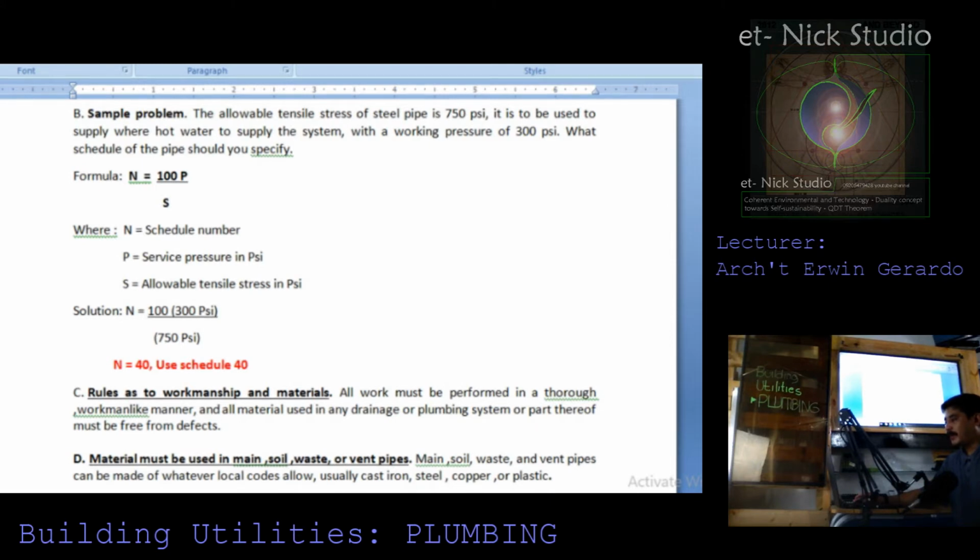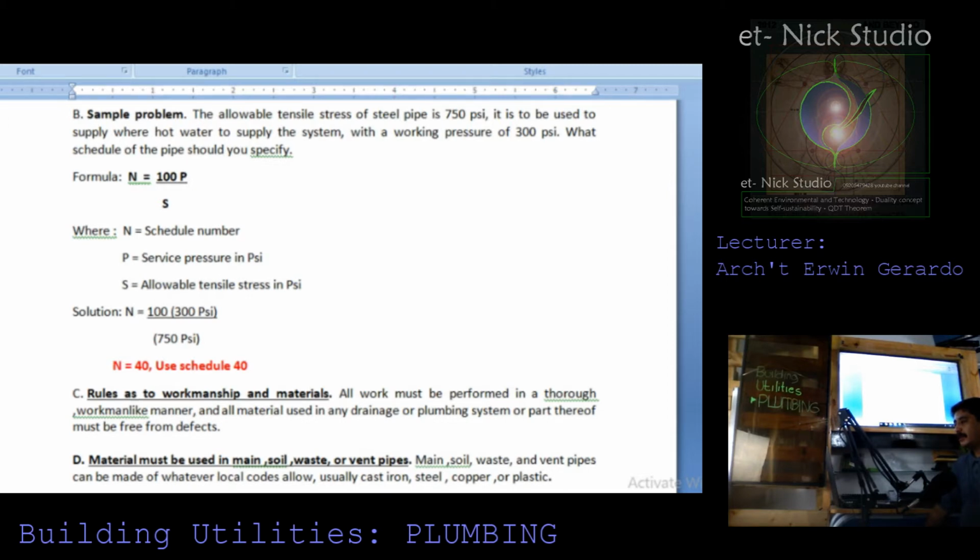Going back to another problem, this one has something to do with the steel pipe. The allowable tensile stress for a steel pipe is 750 psi. It is to be used to supply hot water with a working pressure of 300 psi. What schedule of the pipe should you specify?